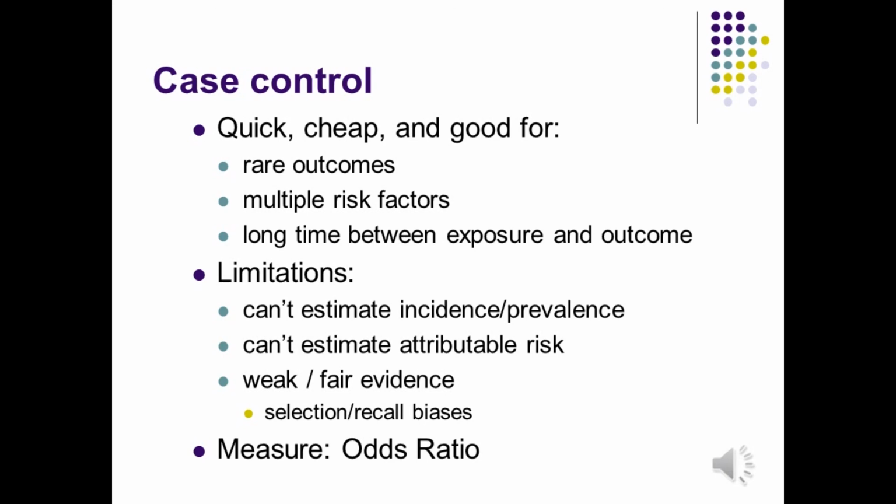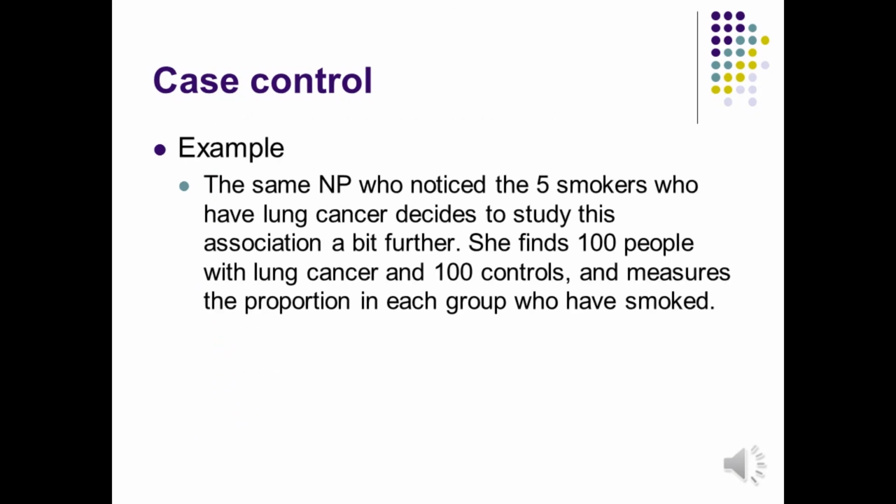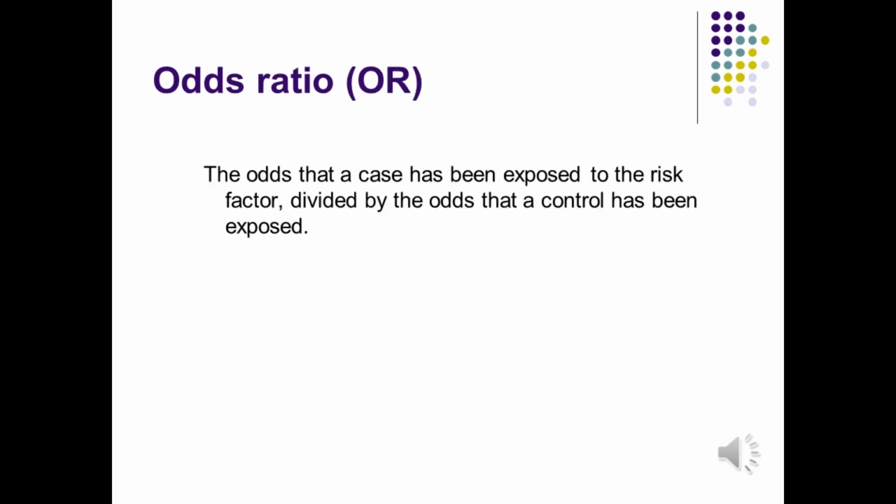How you measure the effect in case control studies is through something called an odds ratio. So here's our example. The same NP who noticed the series of people who had lung cancer and smoked decides to study it further, and so she sets up a case control study. Now, an odds ratio is the odds that a case has been exposed to the risk factor divided by the odds that a control has been exposed. So let's see what that looks like.